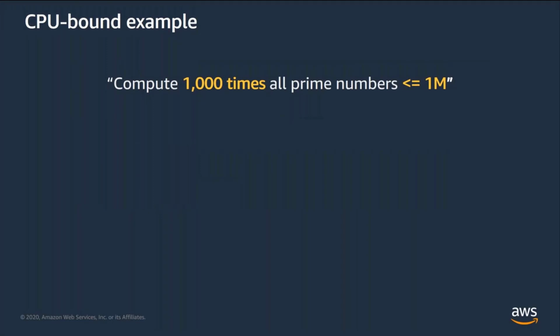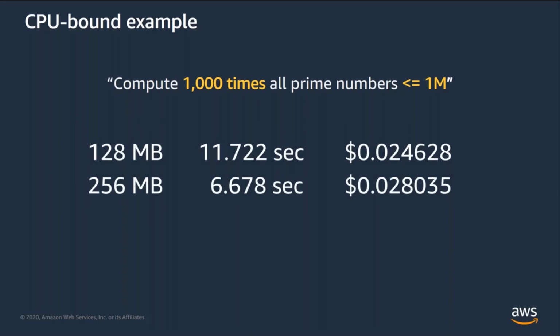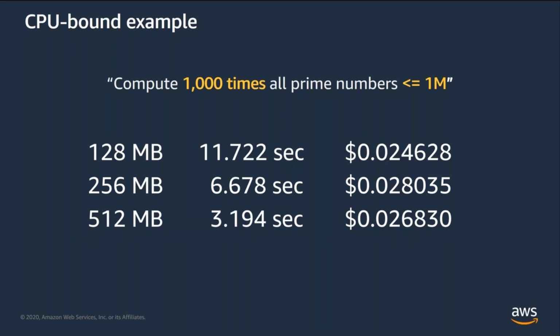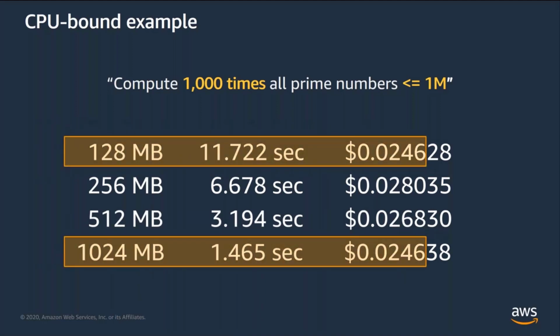It computes all of the prime numbers up to 1 million. Now, when allocated 128 megabytes, this takes 11.7 seconds. As we increase the memory at 256 megabytes, that drops to 6.7 seconds. And then it drops to 3.194 seconds for half a gigabyte. And finally, at a full gigabyte, it only takes 1.465 seconds. So while it's probably no surprise that it's faster, what might surprise you is that the costs are about the same, within 1,000th of 1 cent.